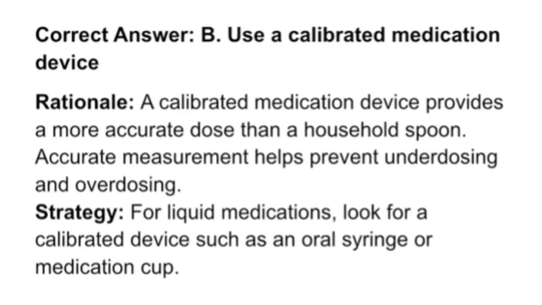Correct answer, B. Use a calibrated medication device. Rationale: a calibrated medication device provides a more accurate dose than a household spoon. Accurate measurement helps prevent underdosing and overdosing. Strategy: for liquid medications, look for a calibrated device such as an oral syringe or medication cup.